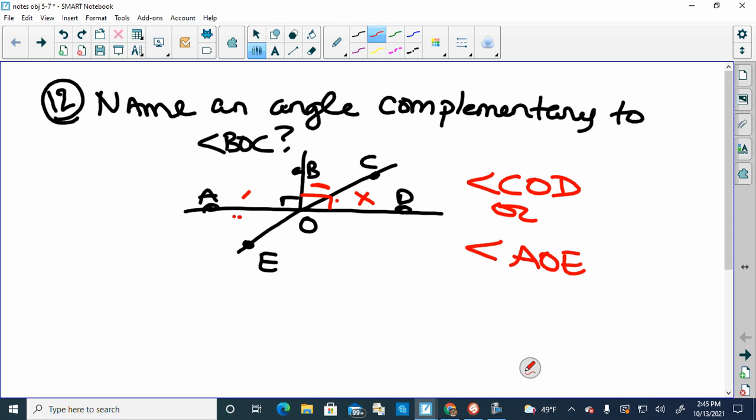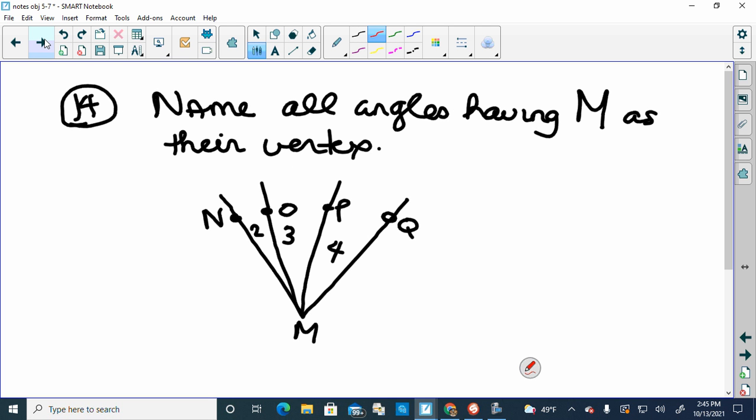Okay, so remember angles, you've got to write with 3 letters, okay, especially when there's multiple angles there. Okay, has to be 3 letters. What has to be in the middle? Vertex. The vertex has to be in the middle. Okay, next question. So number 14. 12, I think. Yes, 12. This one's 14.